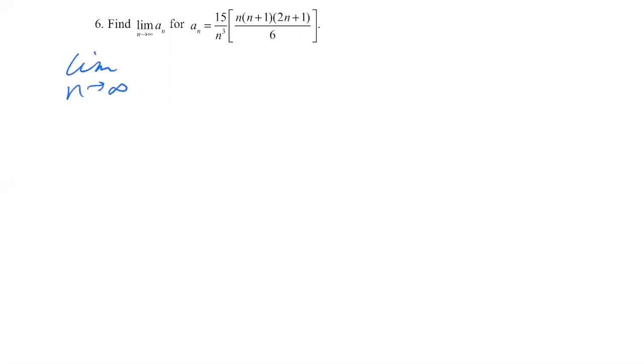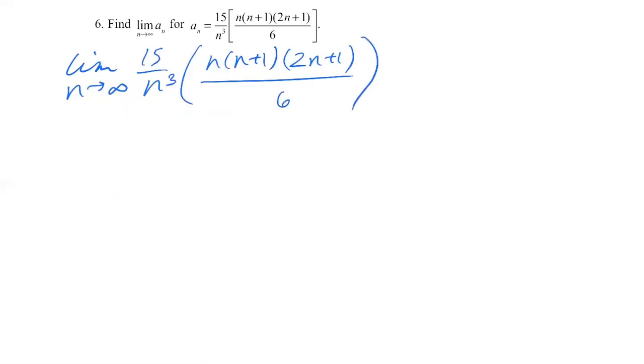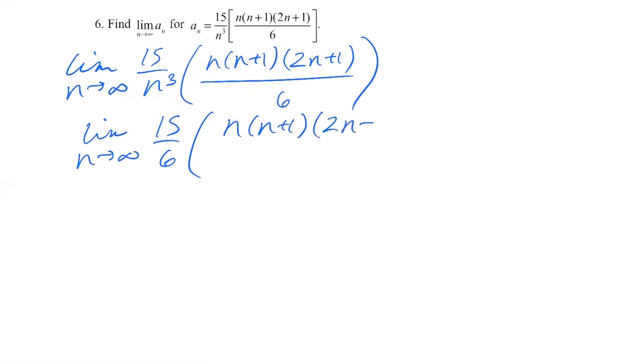Limit as n goes to infinity of 15 over n cubed, n plus 1, 2n plus 1 over 6. Now, let's group the objects that are mathematically similar. So that means we'll take the 15 and the 6 and pull them together. We'll take the n cubed and push it in with its compatriots that have variables. That should make everything easier to work with. 15 over 6, and now inside we'll have n plus 1, 2n plus 1, over n cubed.